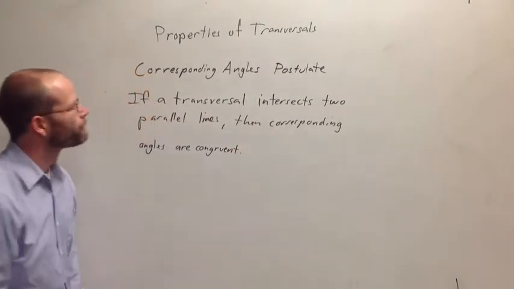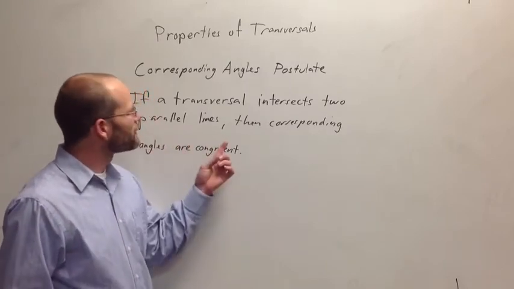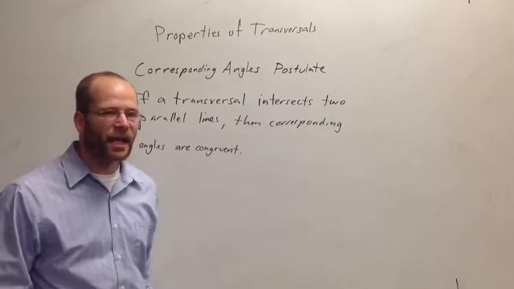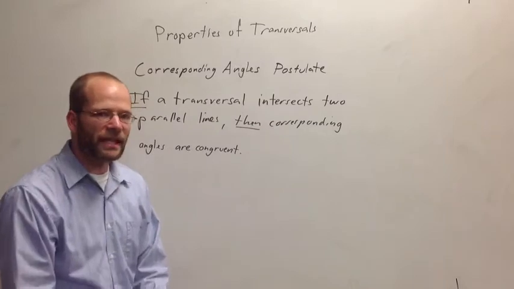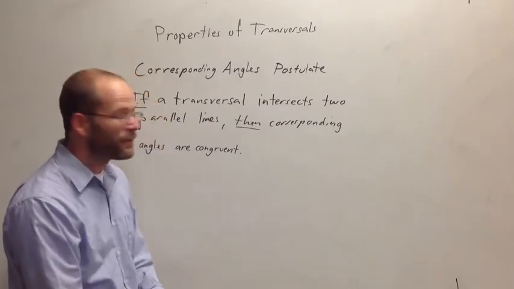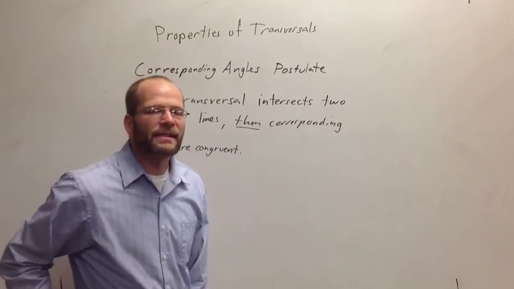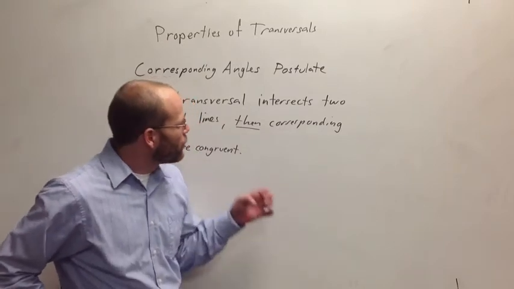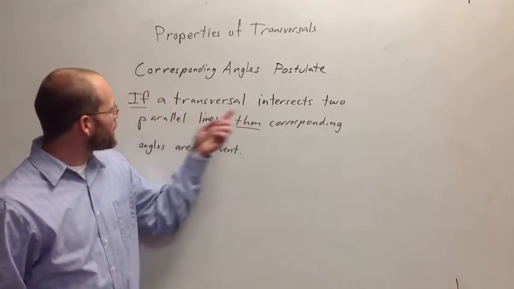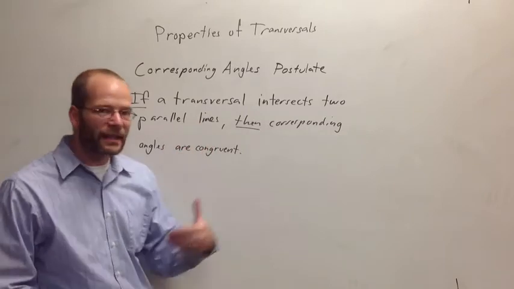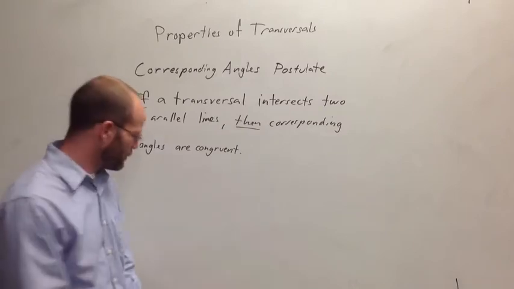The corresponding angles postulate says that if a transversal intersects two parallel lines, then corresponding angles are congruent. Notice a couple things here. First of all, this is a conditional statement, and in chapter 2 we dealt quite a bit with conditional statements. The way that we use conditional statements in reasoning is by the law of detachment. We know that if we find a situation in which a transversal intersects two parallel lines, then we can conclude corresponding angles are congruent. Let's just take a look at that.